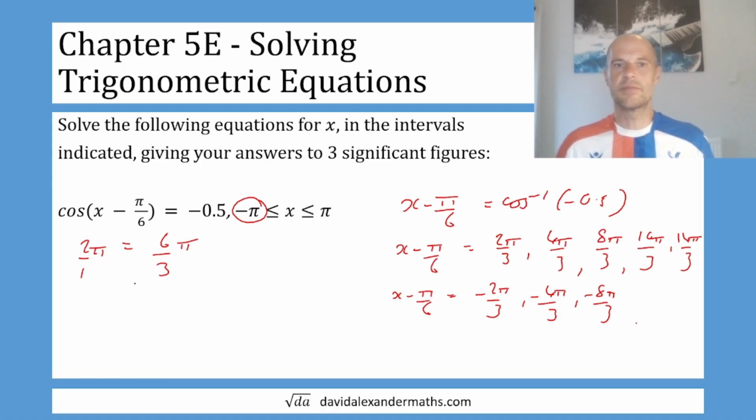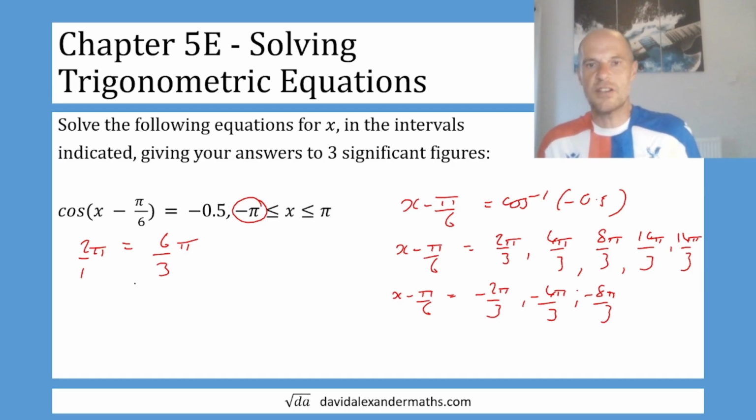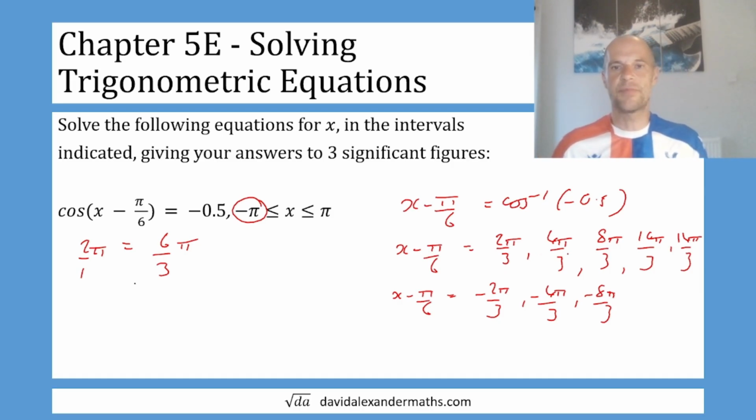Right, hopefully I'm already, some of these will push me out of range. So all I need to do now is to work out the values that are valid. So all of these ones are for x, take away pi over 6. So all I need to do is add pi over 6 to them. So let's start with negative 2 pi over 3: minus 2 pi over 3, and I'm going to add the pi over 6, and I'm getting negative pi over 2.